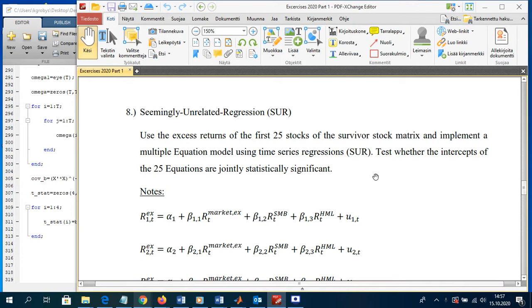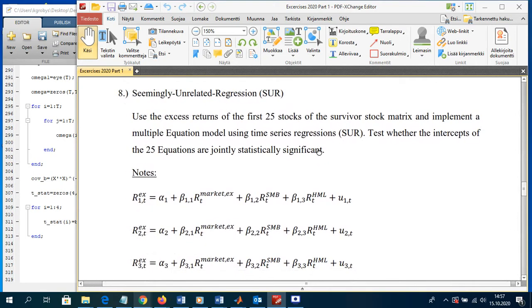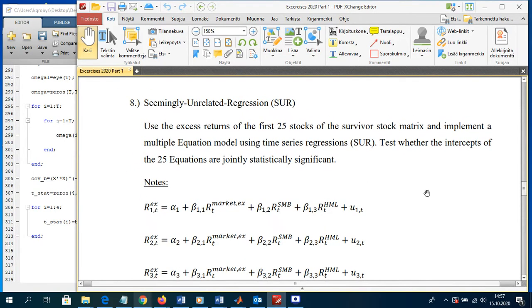The next thing that we would like to discuss are multiple equation models. On the whiteboard, we have derived the seemingly unrelated regression framework, abbreviated SUR, and this is what we would now like to implement also in MATLAB. So our task is to use the excess returns of the first 25 stocks of this survivor stock matrix and implement a multiple equation model using time series regressions.